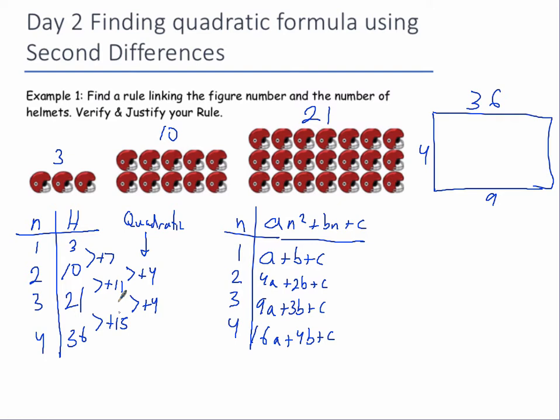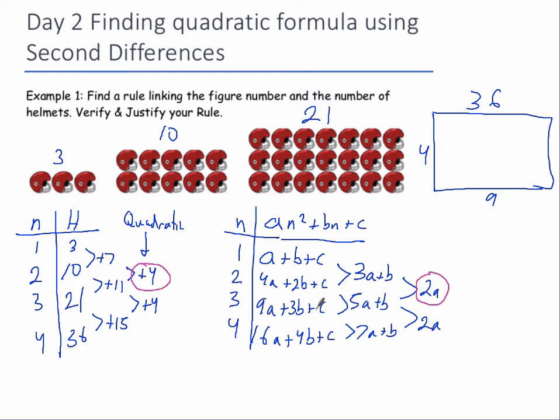So we do the same thing here with the actual numbers. We can get this difference, so we can subtract this minus this gives us 3a plus b, and this one minus this one gives you 5a plus b, and this one minus this one gives you 7a plus b. Then we look at the next level difference. If you subtract this, you get 2a and 2a. So what that means is that this 2a is going to be equal to 4.